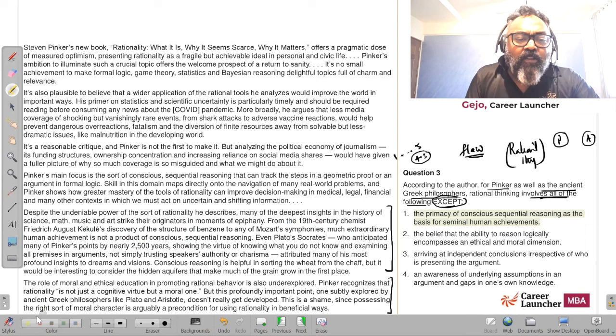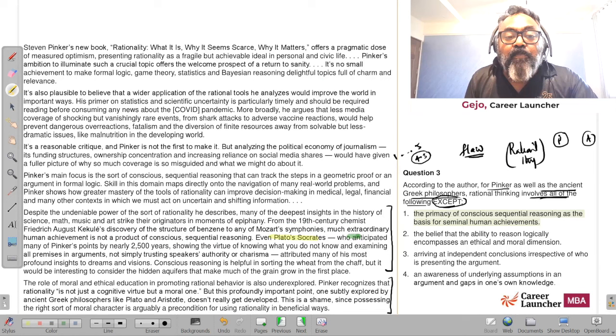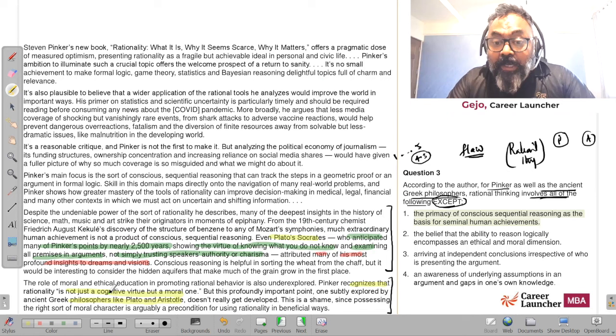You look at this statement here, which says even Plato, Socrates, who anticipated many of Pinker's points nearly 2,500 years ago, showing the virtue of knowing what you know and examining all the premises and arguments and not simply trusting the speaker's charisma, attributed many of his most profound insights to dream and vision. So there is an agreement plus also disagreement. And here, for example, you have that modern ethical education is underdeveloped, but Pinker recognizes that rationality is not just a cognitive but a moral one, explored by Greek philosophers like Plato and Aristotle. So both of them agree to it. It is just that it is underexplored.